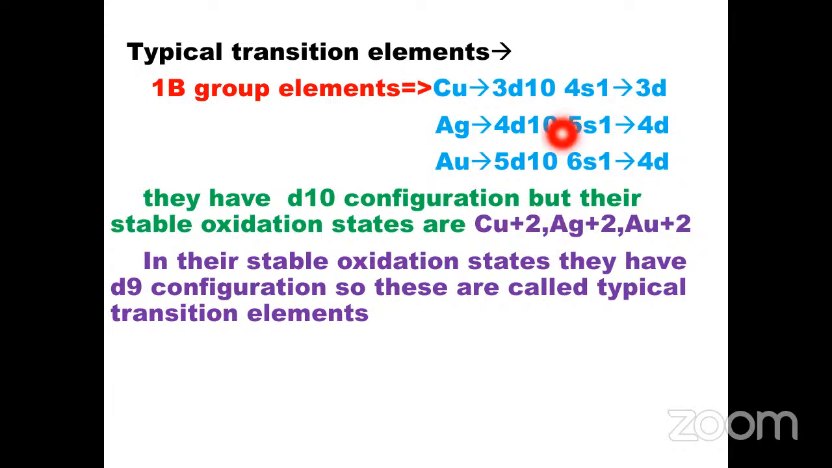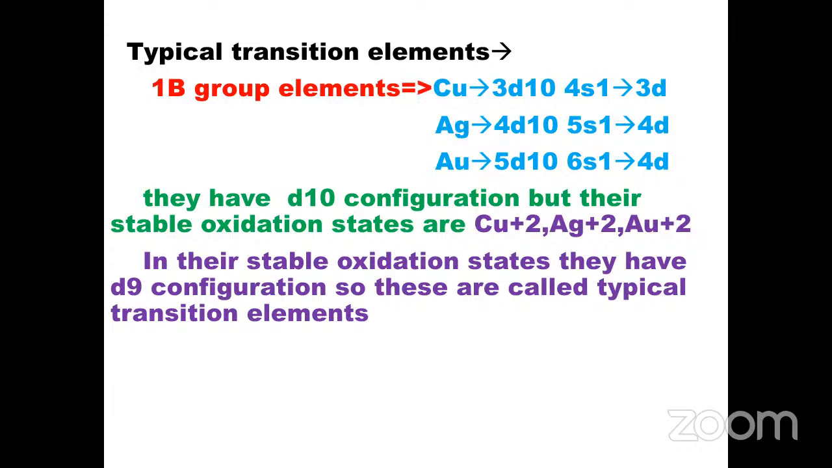It lost 2 electrons from the 4s1 and from the 3d10. Then what happened? It gets 3d9 4s0. So copper has only the 3d9 electronic configuration, which contains one unpaired electron. That is the reason these are called the typical transition elements.